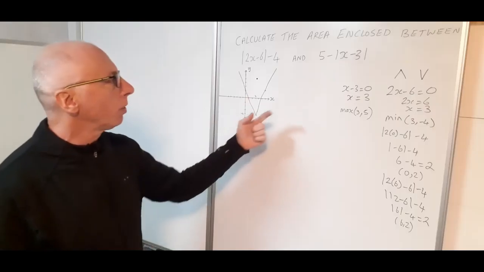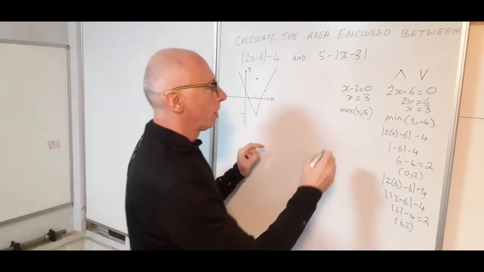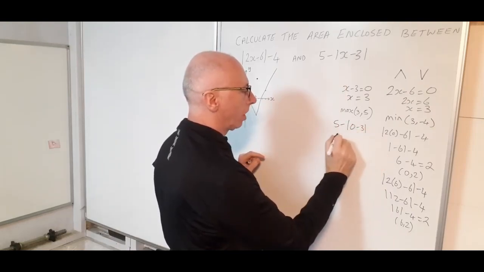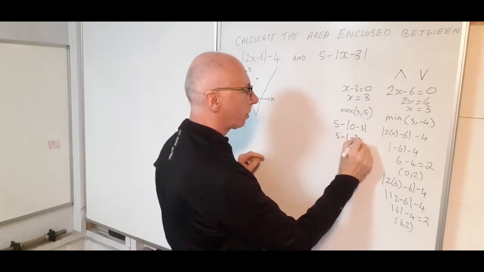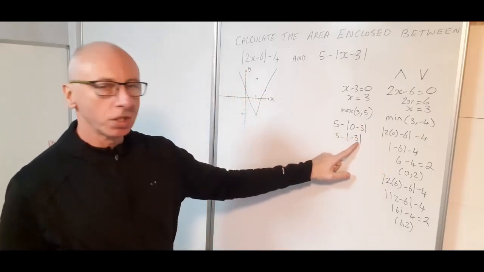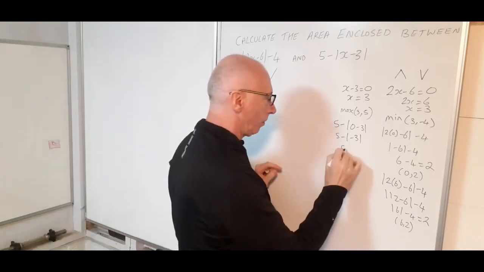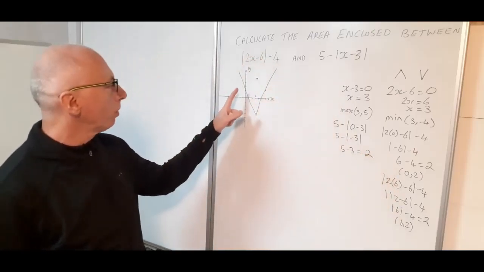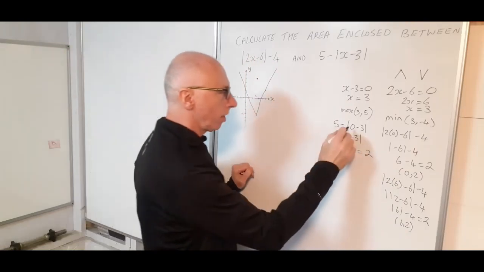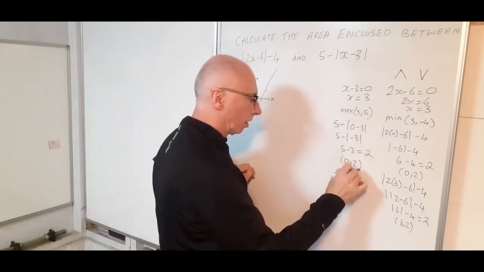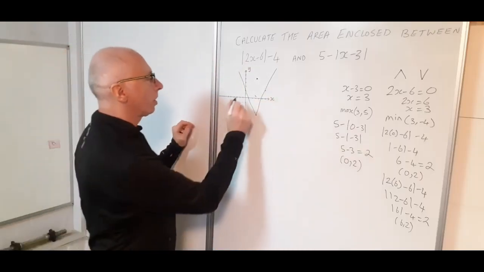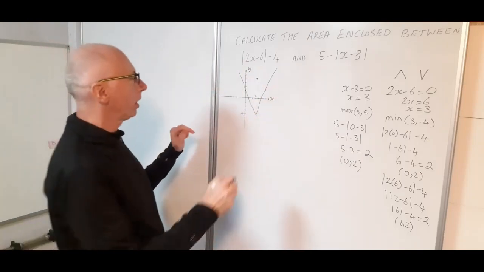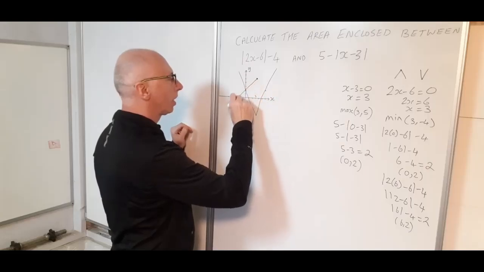So the easiest way to do that is to plug in 0. So then we've got 5 minus the modulus of 0 minus 3, which becomes 5 minus 3 in the modulus. In the modulus, obviously, that becomes positive. So we've got 5 minus 3, 2. So then our coordinate where it intercepts the y-axis is (0, 2). So x is 0, y is 2, so it intercepts the same place as this one intercepted. So it's going to go down something like this.